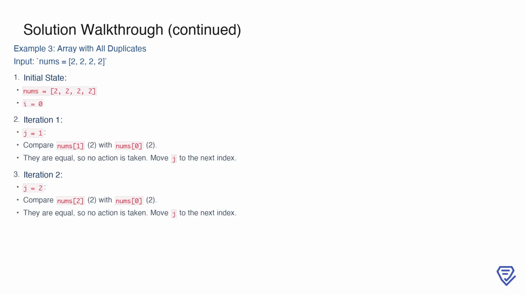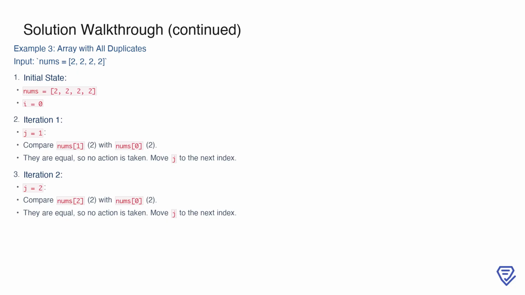Let's now examine a case where the input array consists entirely of duplicates. Here, nums is 2, 2, 2, 2, and the slow pointer i is initialized to 0. In the first iteration, the fast pointer j is at index 1, checking nums[1], which is 2. This is compared with nums[0], which is also 2. Since the values are equal, no updates are made, and the fast pointer j advances to the next index.